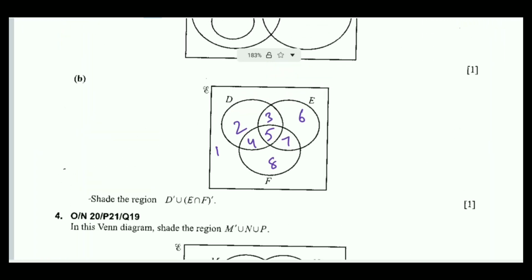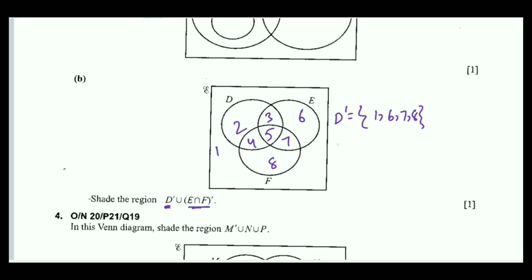D complement union E intersection F complement. First of all, we will find D complement, then we will find E intersection F complement. D complement means not D. So not D or except D means the values are 1, 6, 7 and 8. Union as it is. We will not write union here.